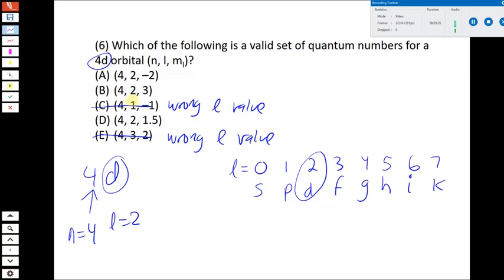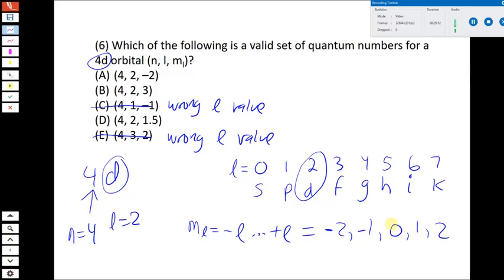And then from there we need to figure out which is the allowed values for m sub L. So we have to recall that m sub L goes from minus L to plus L, including 0. And so if we have L equals 2, we start with minus 2 for m sub L, and we go minus 1, 0, 1, and 2. So our m sub L value has to be one of these numbers to be a 4D orbital. It can't be anything beyond these.